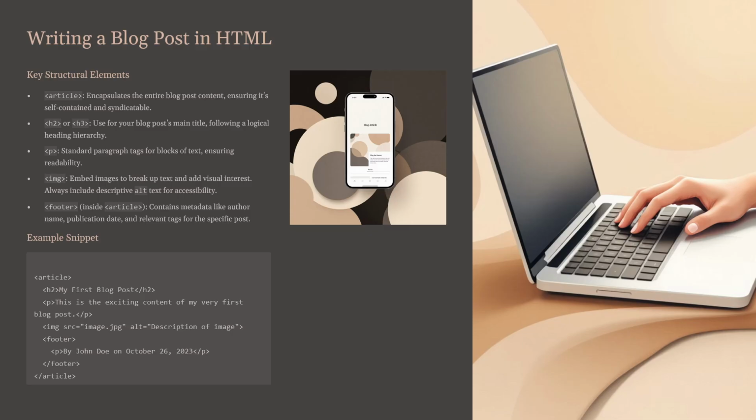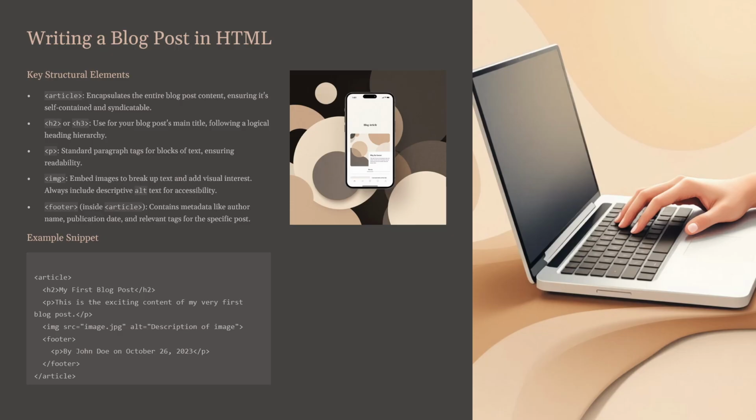Here, writing a blog post in HTML. Key structure elements, remember, are article, then H2 or H3, then P for standard paragraph tags for blocks of text, ensuring readability. IMG for embedded images to break up text and add visual interest. Always include descriptive alt text for accessibility.